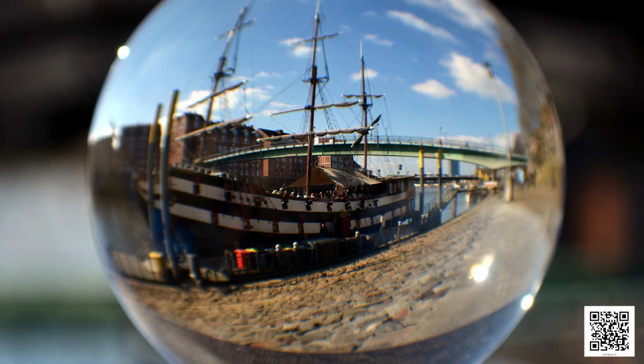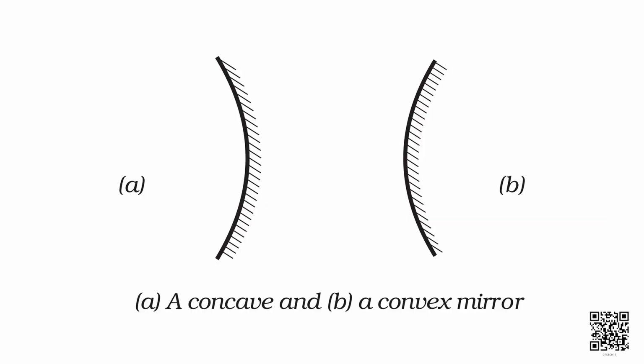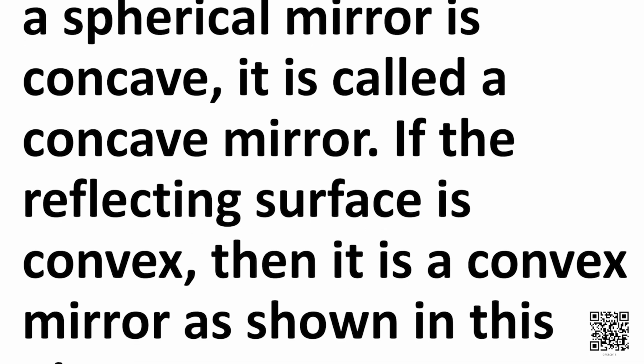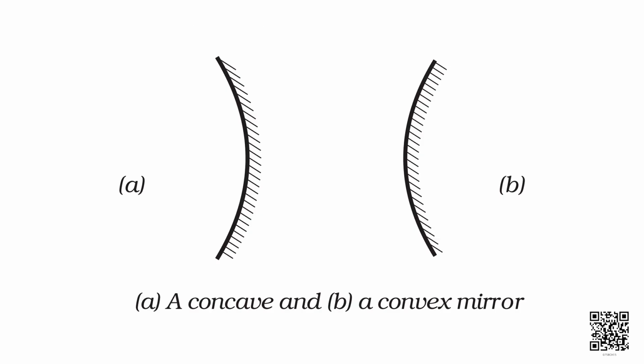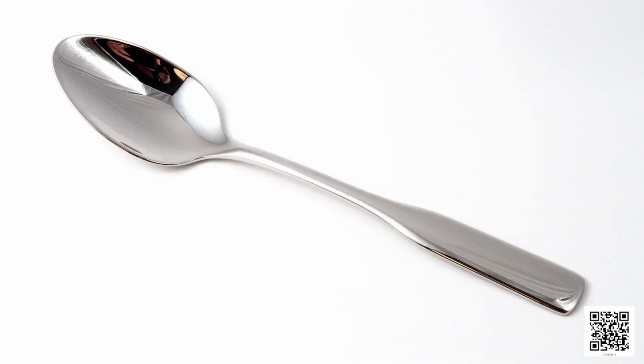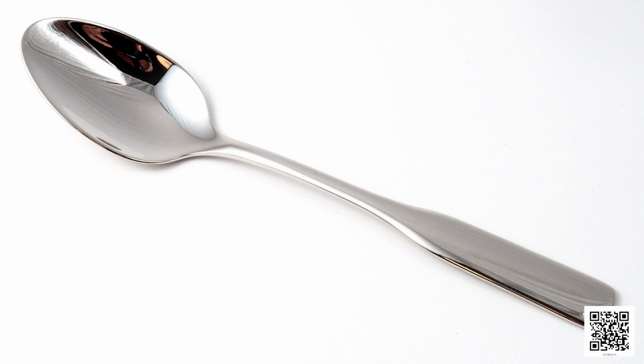So the curved shining surface of a spoon acts as a mirror, and the most common example of a curved mirror is a spherical mirror. So students, if the reflecting surface of a spherical mirror is concave, it is called a concave mirror, and if the reflecting surface is convex, then it is a convex mirror, as you can see in this picture. The inner surface of a spoon acts like a concave mirror, while its outer surface acts like a convex mirror.